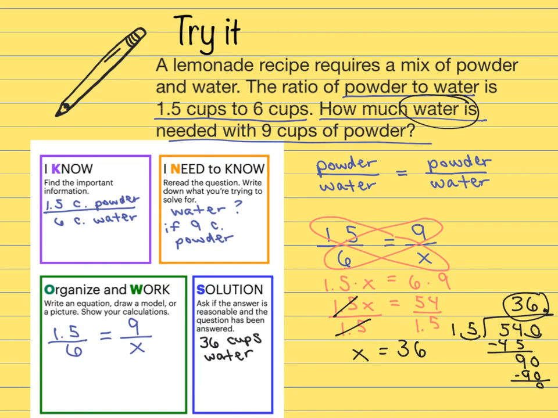All right, one last important step. Let's rewrite our original proportion. 1.5/6 equals 9/x, and now we can fill in our answer of 36. If we cross multiply, 36 times 1.5 equals 54. And then we cross multiply again, 6 times 9 equals 54. It is proportional. We have equivalent ratios.